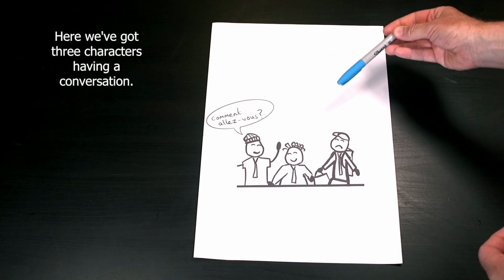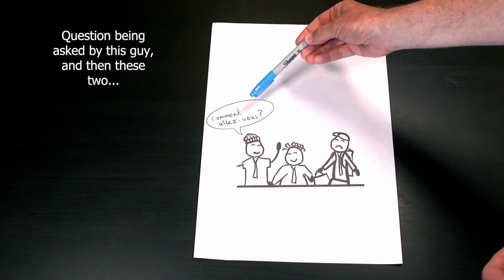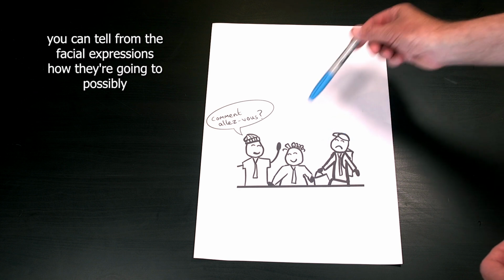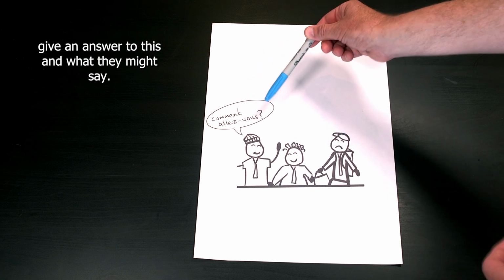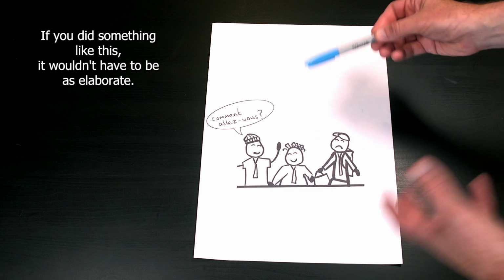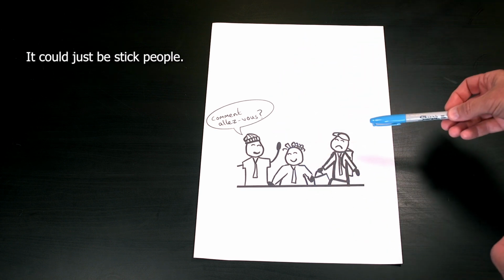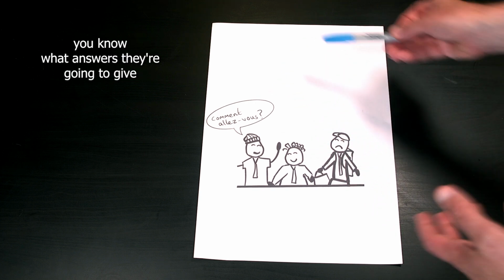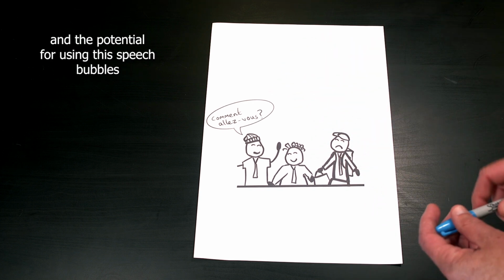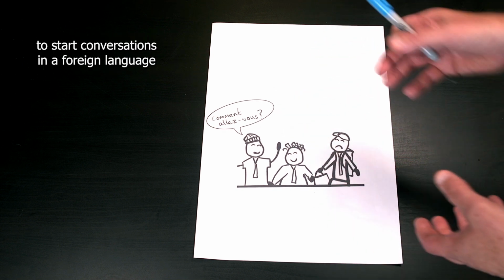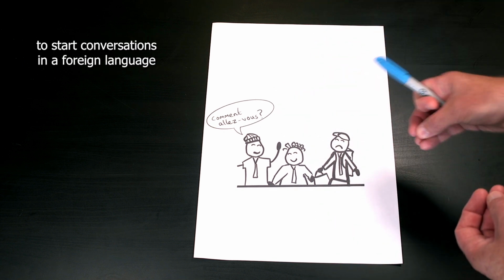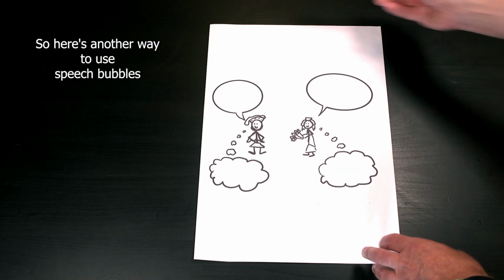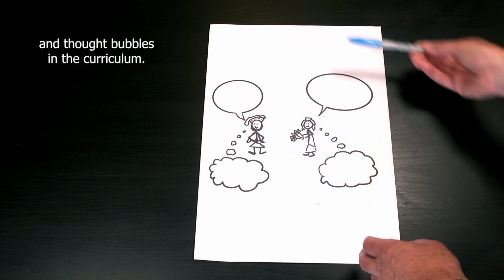Here we've got three characters having a conversation, question being asked by this guy, and then these two, you can tell from the facial expressions how they're going to possibly give an answer to this and what they might say. If you did something like this, it wouldn't have to be as elaborate, it could just be stick people, but as long as some sort of expression on the faces, you know what answers they're going to give. And the potential for using speech bubbles to start conversations in a foreign language about all kinds of different things is pretty huge. So here's another way to use speech bubbles and thought bubbles in the curriculum.